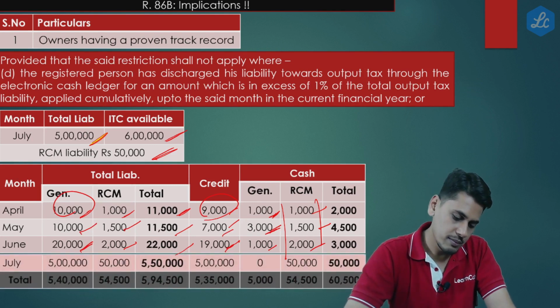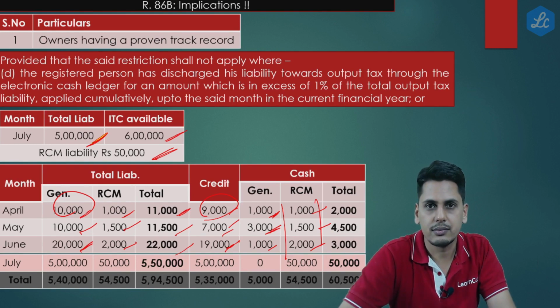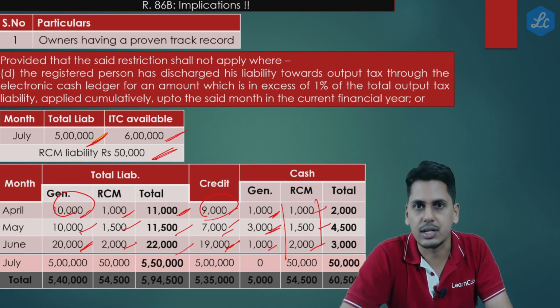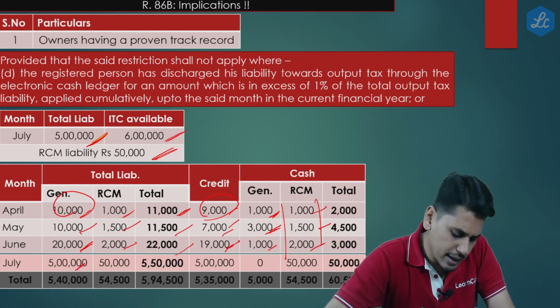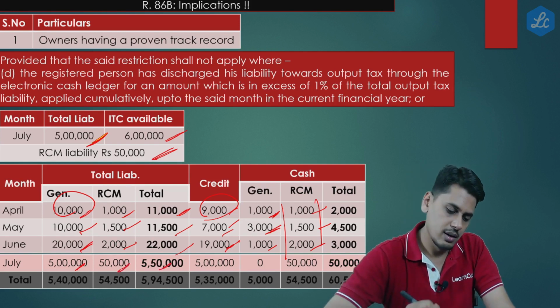Now I take the total. I need to find out whether for the month of July, should I pay anything from my cash ledger. So here we go. I take the data for July. For the month of July, my normal output tax liability is 5 lakhs. RCM liability is 50,000, totaling to 5 lakh 50,000.